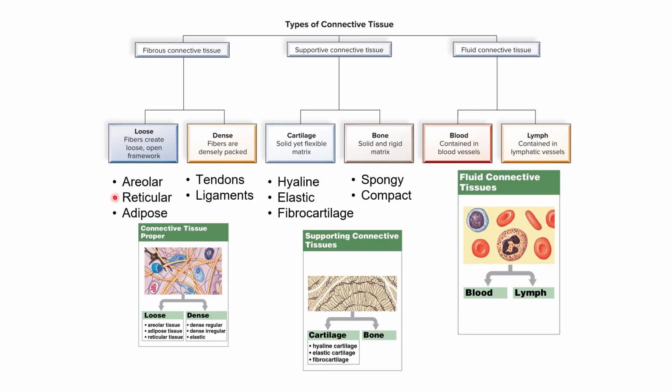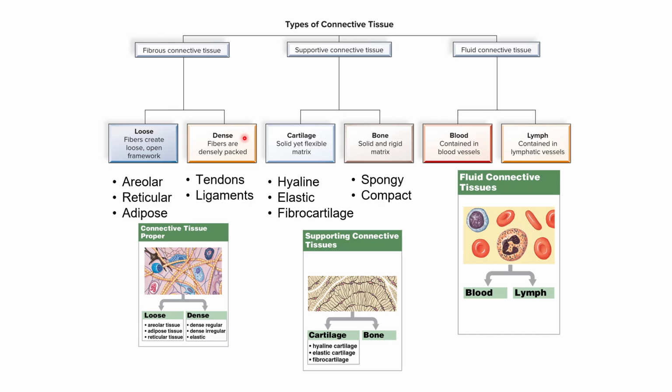So the reticular tissue is going to carry out a function of being very elastic and very pliable to allow for our connective tissue to stretch in multiple directions and then resume its original shape once that external force has been removed. We also have loose connective tissue in the form of adipose. So adipose is going to be our medical terminology for fatty connective tissue.